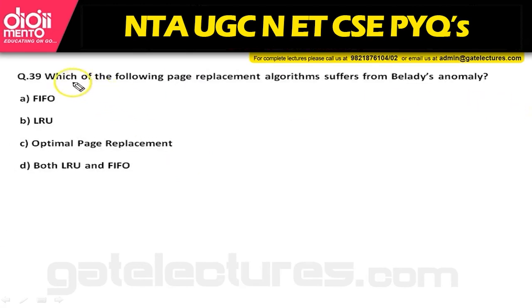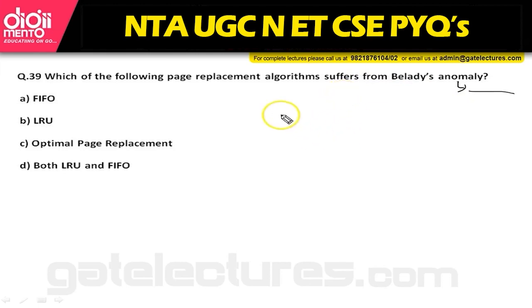So we have our next question, which says, which of the following page replacement algorithms suffers from Belady's anomaly? Anomaly means when something deviates from the standard. Here they are talking about the page replacement algorithm. This is a direct question, but I'll give you an example so that you will understand what exactly the problem is.